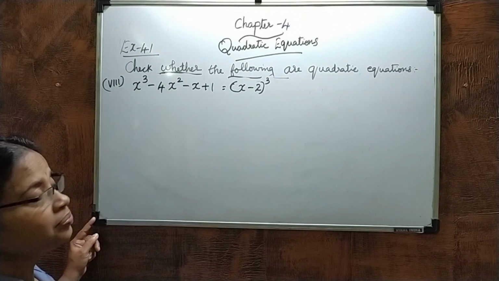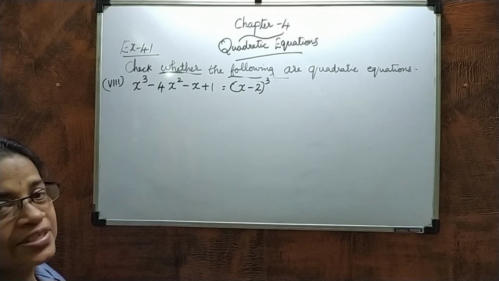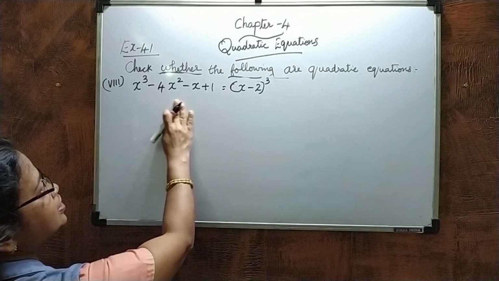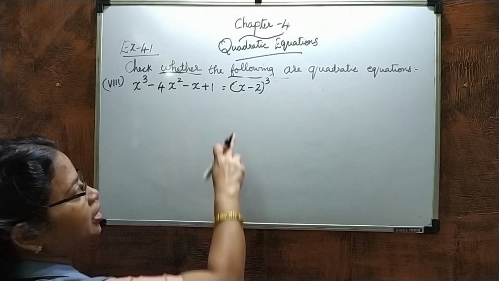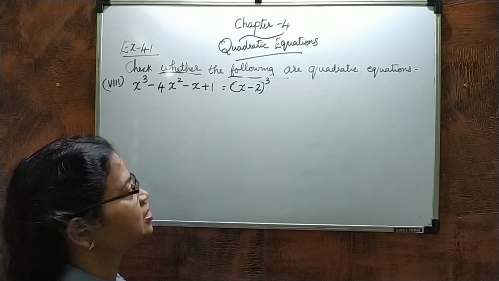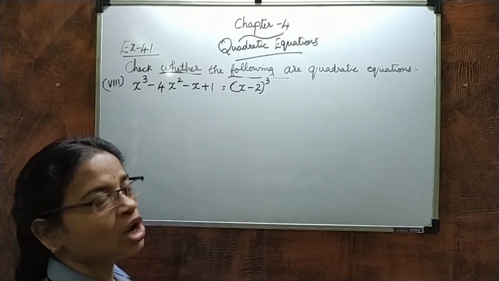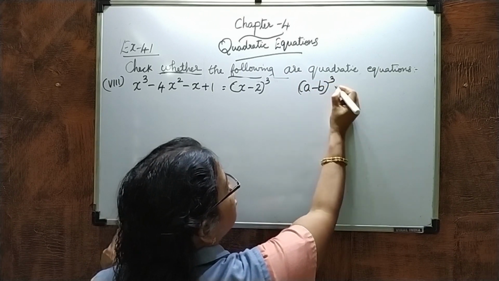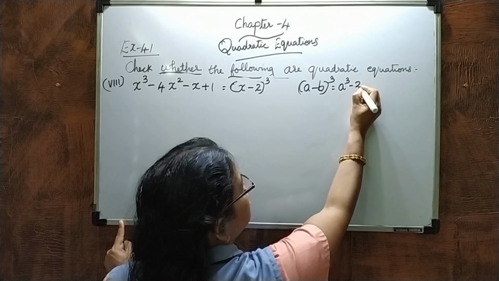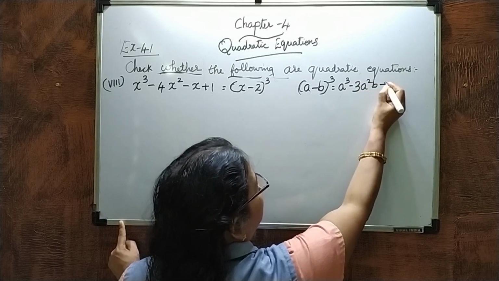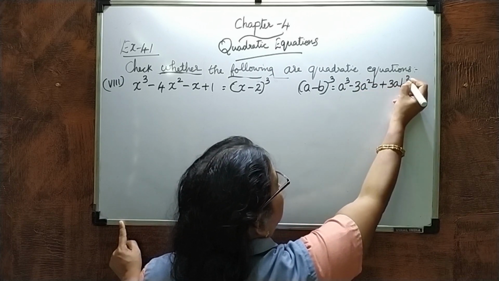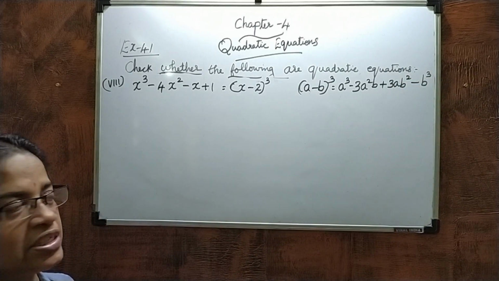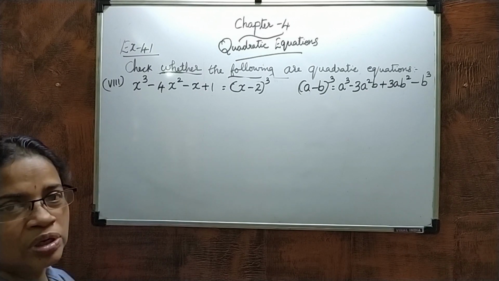This is the 8th question. X cube minus 4x square minus x plus 1 equals x minus 2 the whole cube. Here left hand side no problem, everything is clear. But in the right hand side one identity is there. What is that identity? A minus b the whole cube. A minus b the whole cube equals a cube minus 3a square b plus 3ab square minus b cube. You have to learn all these identities from the 9th standard. So this we have to learn.